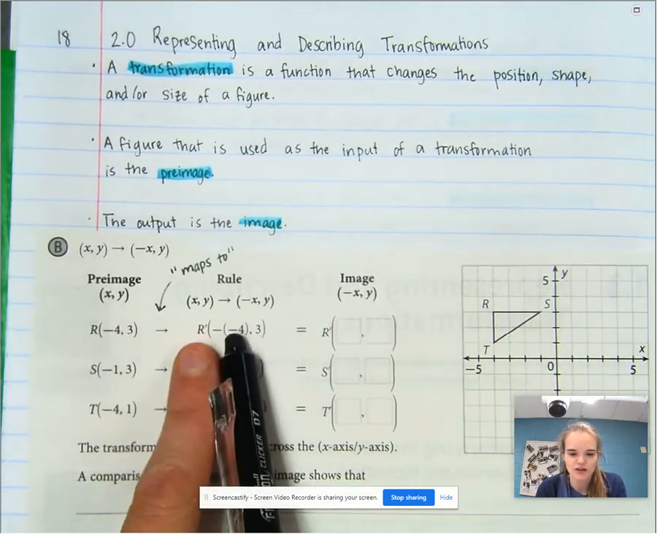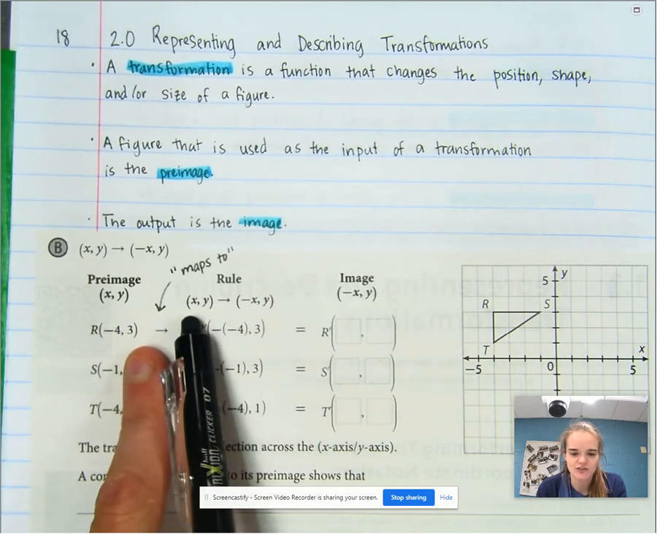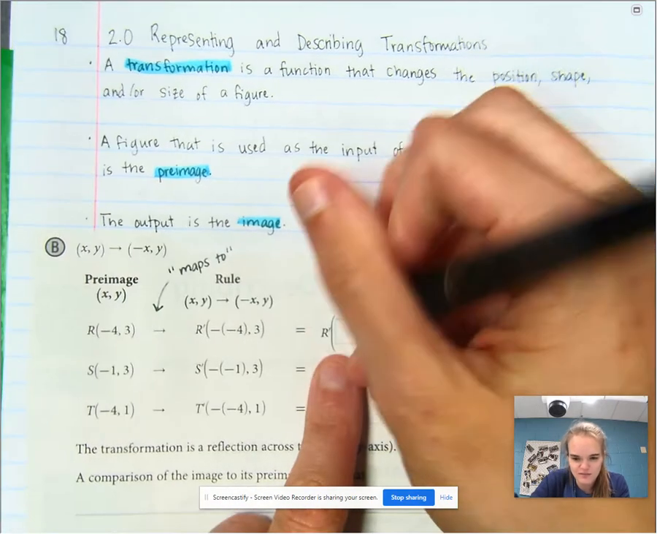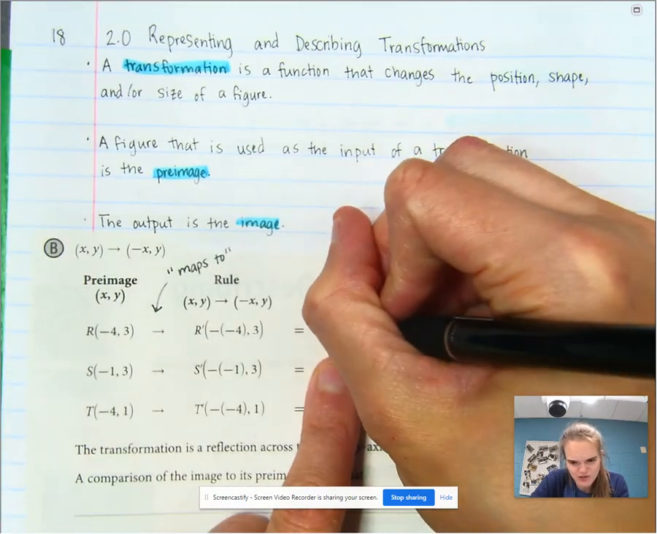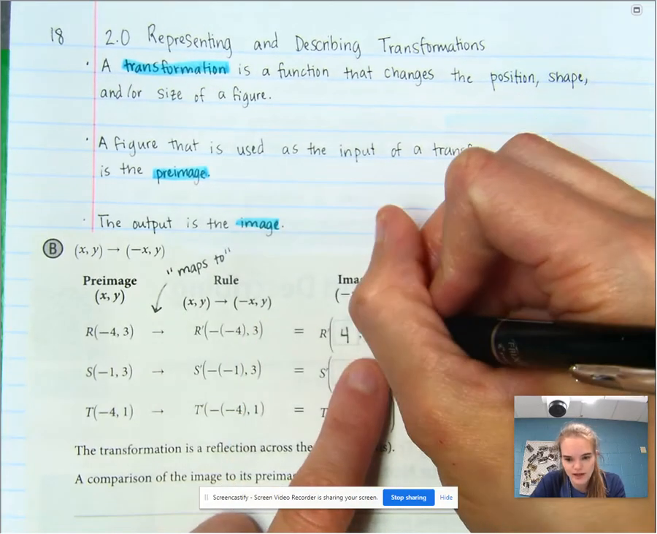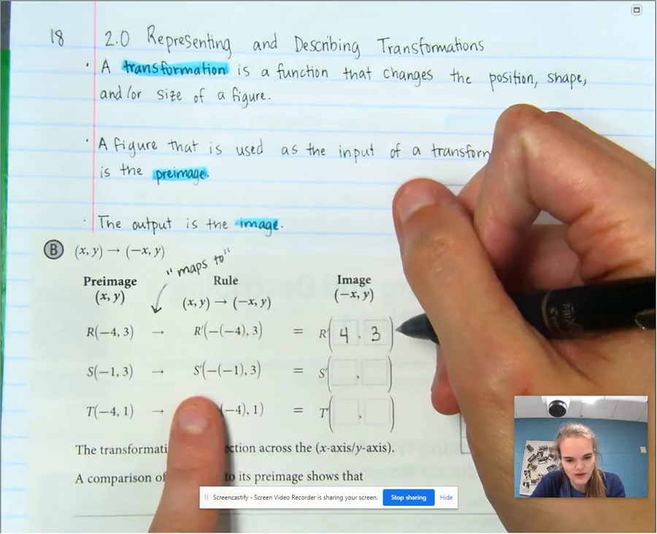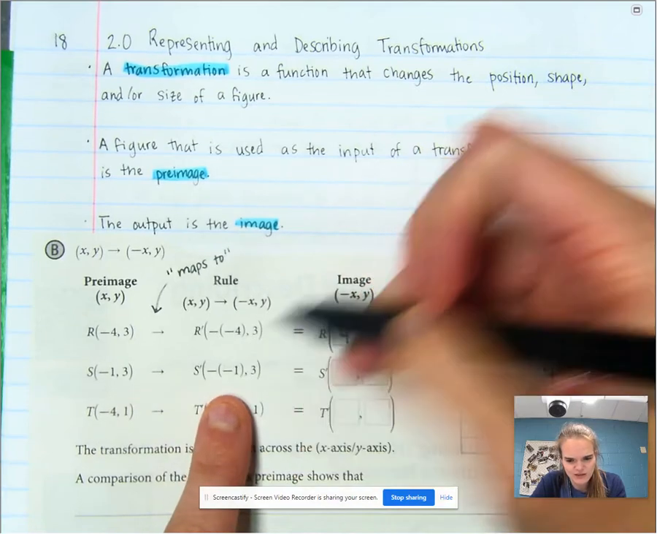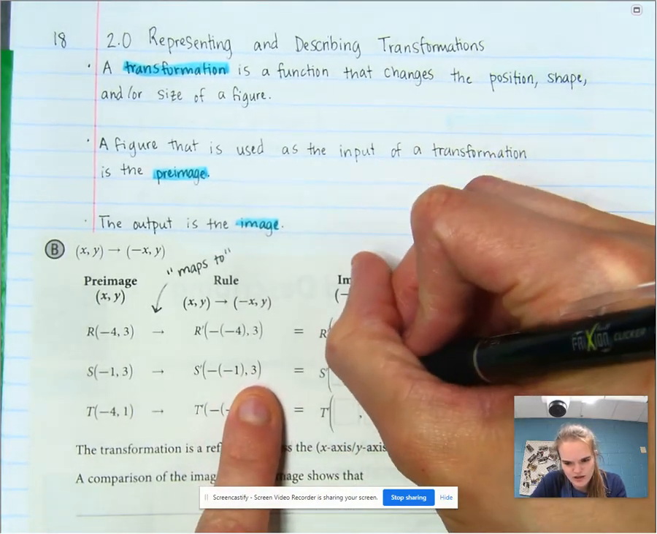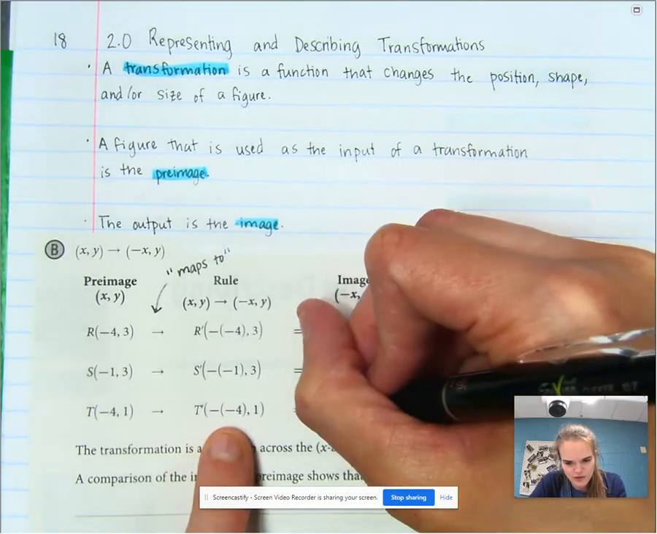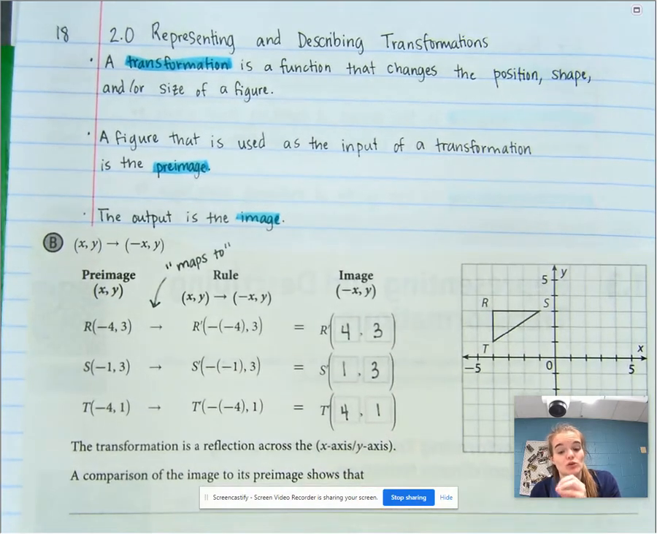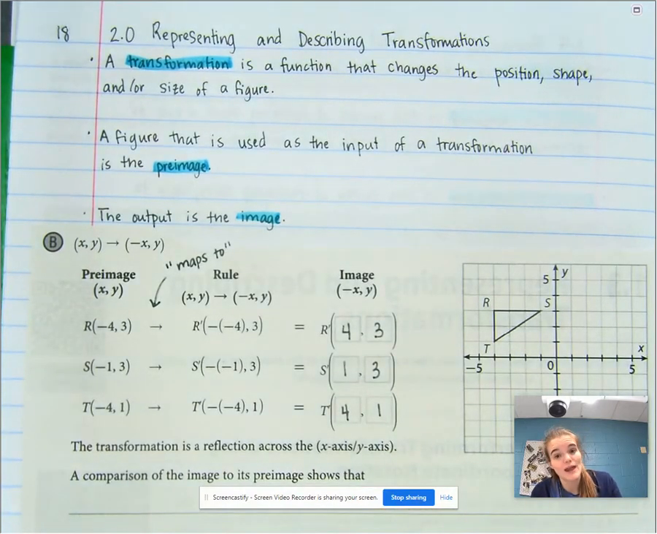The rule says I take my x and I make it negative. Well, negative x, negative 4, makes it a positive 4. The rule says I don't do anything to y, so write 3 down. Same with S. Negative means it's now a positive 1. Y is 3. Negative 4, 4, 1. These are my new image points. I'm going to graph them to see exactly what happened.